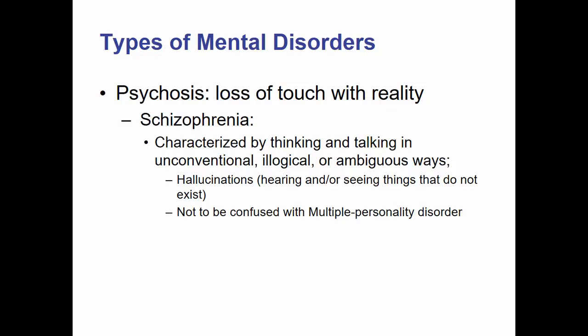Schizophrenia is not to be confused with multiple personality disorder, which it often is for some reason. Multiple personality disorder is a disorder in which there are said to be multiple people existing in the same person. Schizophrenia is about hallucinating and seeing things that aren't actually there.